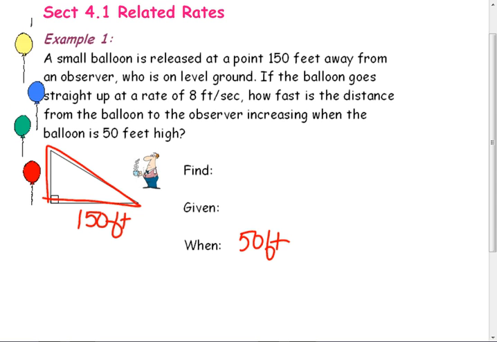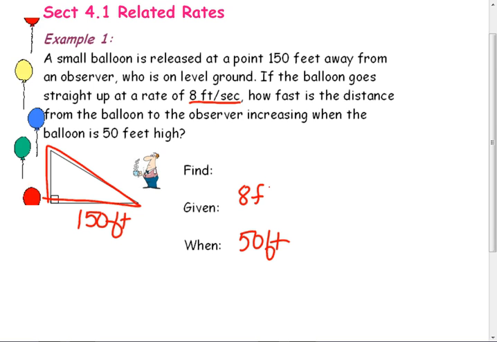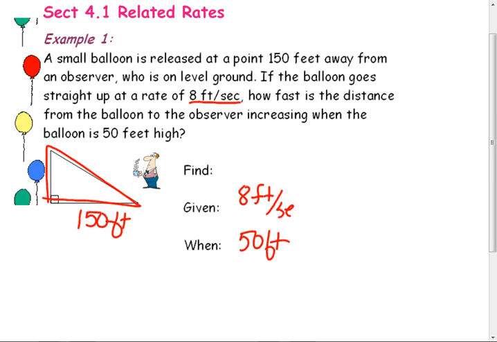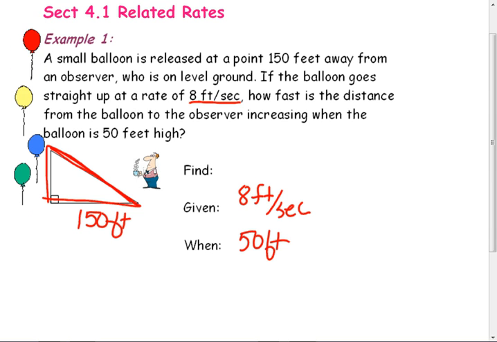And it says the balloon is going straight up at 8 feet per second. So that's what's given, 8 feet per second. How fast is the distance from the balloon to the observer? So the observer's here. There's the distance from the balloon to the observer. What do you want to call that? Because I don't know what it is. I don't want to call it X or Y because then it's confusing. Z. Okay, that works.